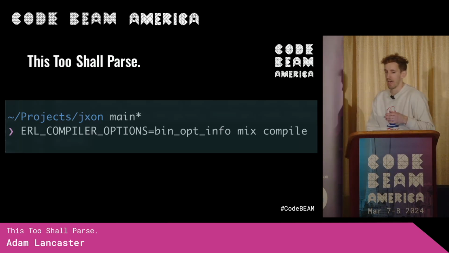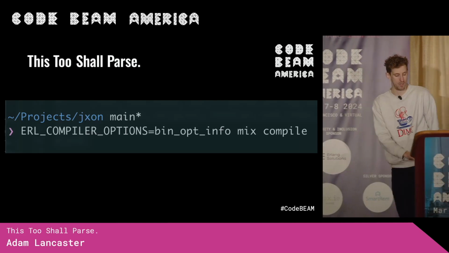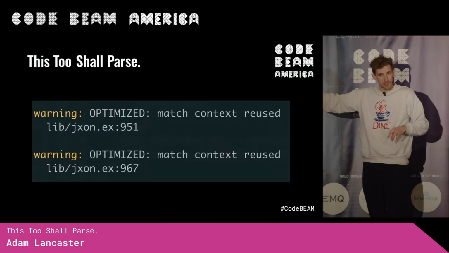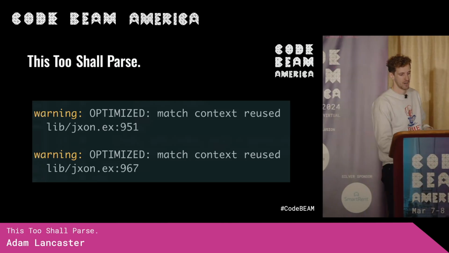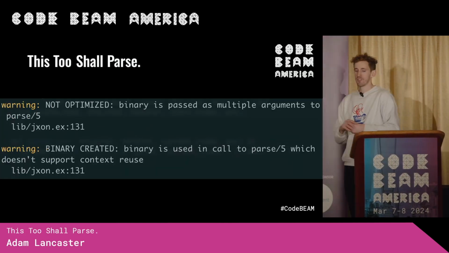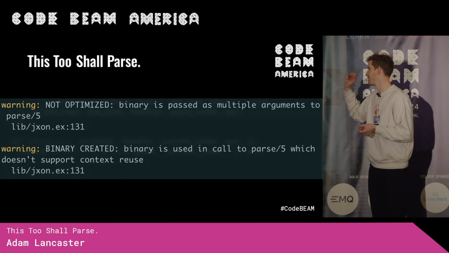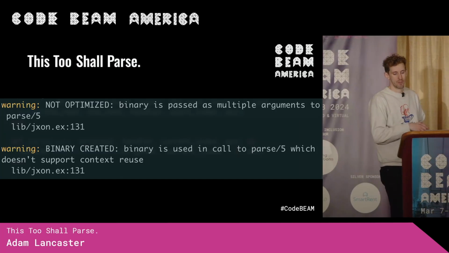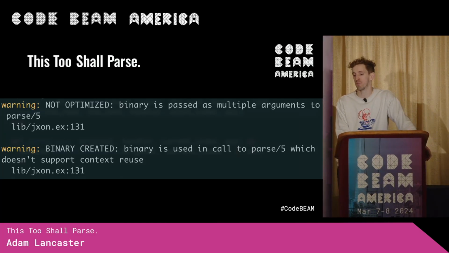How do you know if you've done that? Well, there is a compiler option that you can use, bin_opt_info, and it will give you really helpful warnings like this. This is a good warning. This is what you want to see. Optimized, match context reuse. That means quick, right? This is less good. This means there's something to look at if you can. Like binary created is used, or binary is passed as multiple. There are a couple other warnings in that ilk that give you an indication there might be something to improve if you can.